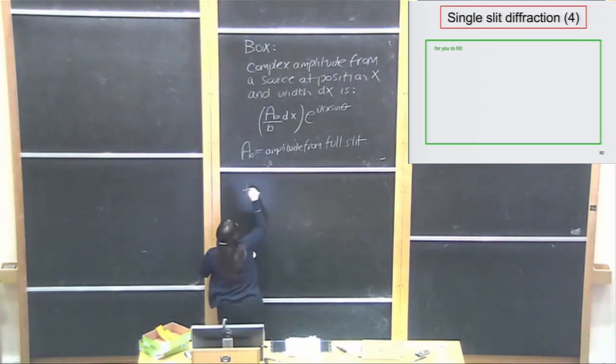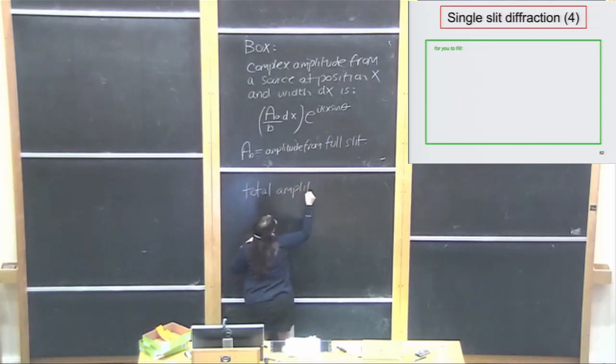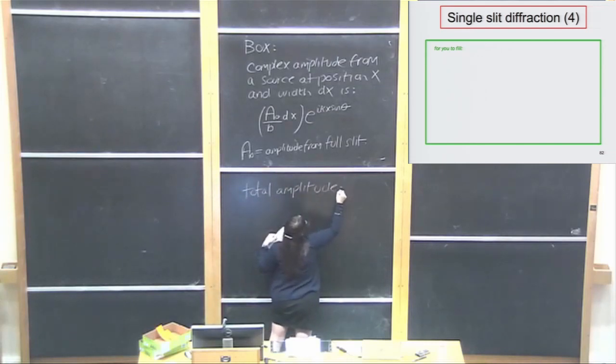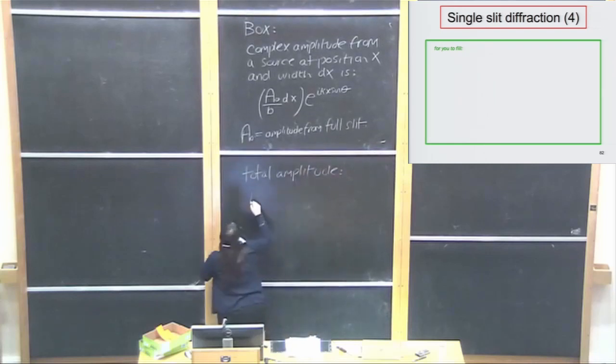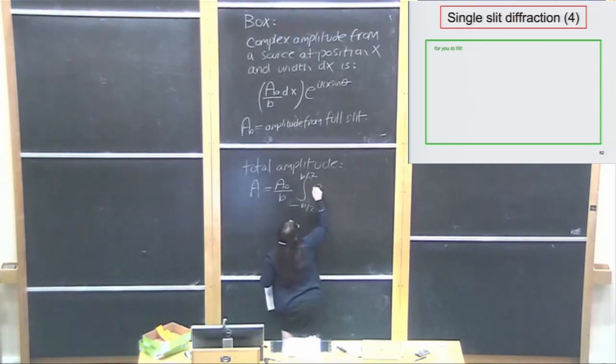So to get the total amplitude, we're just going to add them all up, i.e. perform an integral. So A is going to equal A naught over b, integrated over the full width of my slit, e to the i.